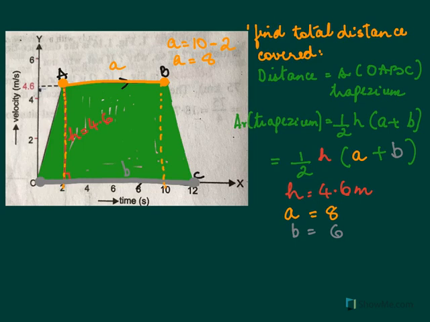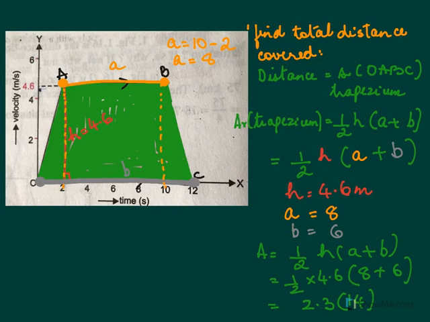Now we find the area, which is half h (a plus b), and we have found the values. Half of h is 4.6, times 8 plus 6. We need to work this out. When you cancel, this becomes 2.3, and this is 14. You know the area is equal to distance. So the total distance covered will be 2.3 into 14, and that is 32.2 meters. So we found the distance by finding the area of this trapezium. Here we found the total area.